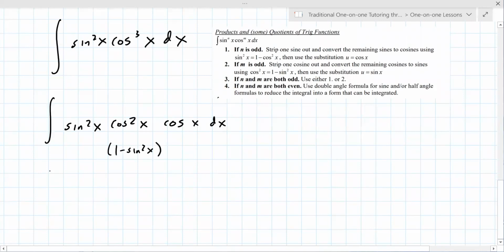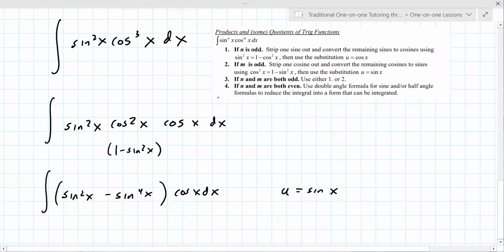Okay, so if you follow that, so far it's sine squared x minus sine to the fourth x, because you multiply sine squared x by each of these times cosine x. And then your u is sine x. So this is not integration by parts. It's not a trig substitution. It's a product and some quotients of trig functions. It's really a u-sub problem. I'm confused on the u-sub part of this.